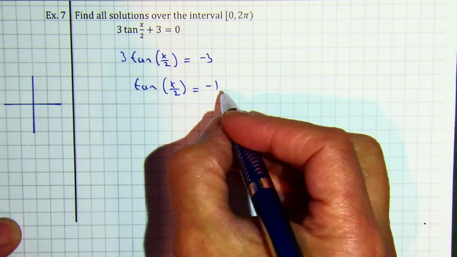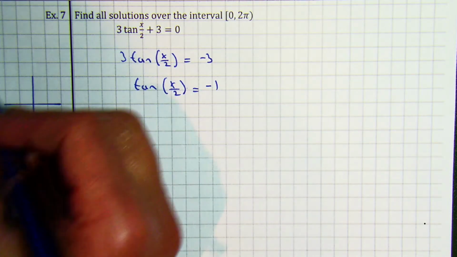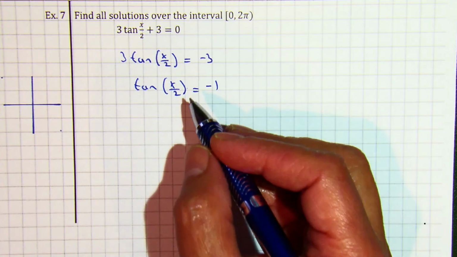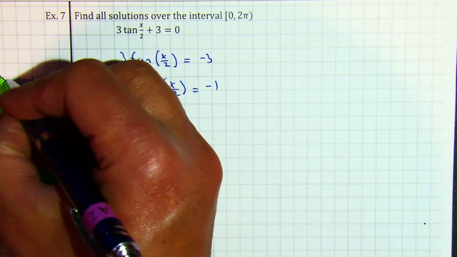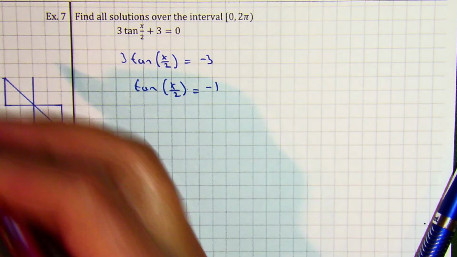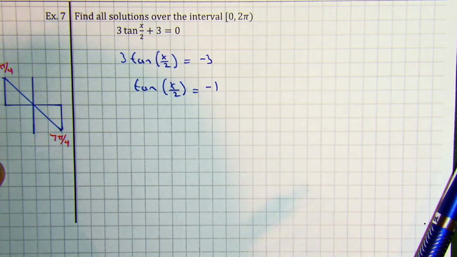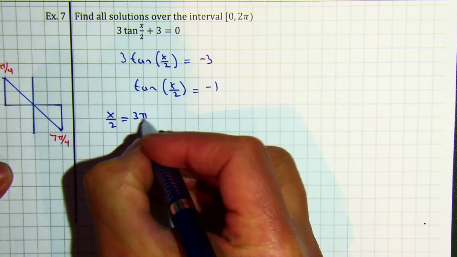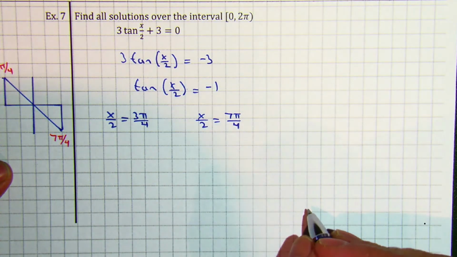So we have negative tangent. Tangent is y over x, and it has to be negative. So therefore, it has to be in quadrant number 2 and 4. Negative 1 is your 45-degree angles. So therefore, this one will be 3 pi over 4, and this will be 7 pi over 4. So now x over 2 equals 3 pi over 4, and x over 2 equals 7 pi over 4. I'll multiply both sides by 2.